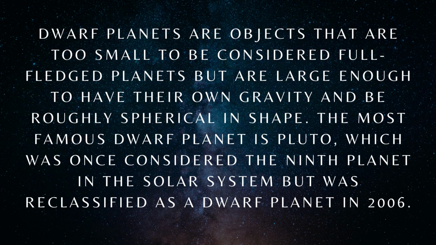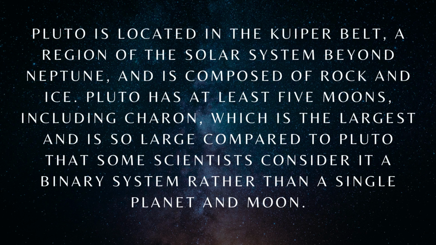The most famous dwarf planet is Pluto, which was once considered the 9th planet in the solar system but was reclassified as a dwarf planet in 2006. Pluto is located in the Kuiper Belt, a region of the solar system beyond Neptune, and is composed of rock and ice. Pluto has at least 5 moons, including Charon, which is the largest and is so large compared to Pluto that some scientists consider it a binary system rather than a single planet and moon.